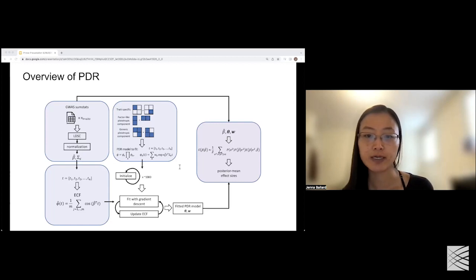To fit the model, PDR has an initialization procedure where it initializes the model and does a few gradient descent steps several times, and then selects the model with the best initialization. Then using that model, it does multiple iterations of fitting the model parameters using gradient descent, fitting the mixture weights, and updating the empirical characteristic function. Finally, once we get the fitted PDR model, we can perform downstream analyses such as calculating posterior mean effect sizes using the estimated effect size distribution.